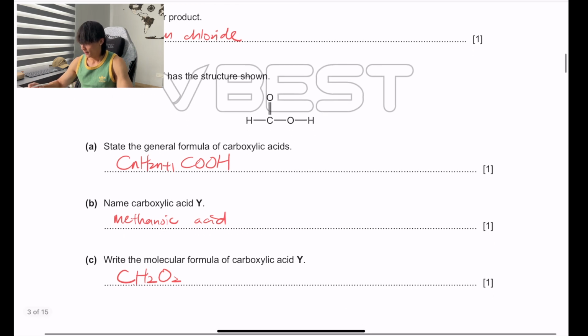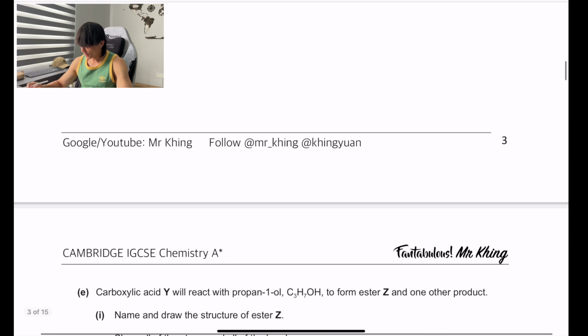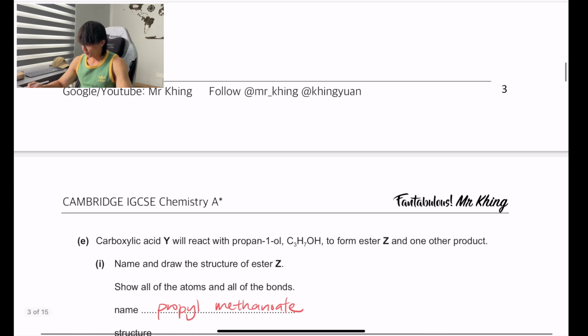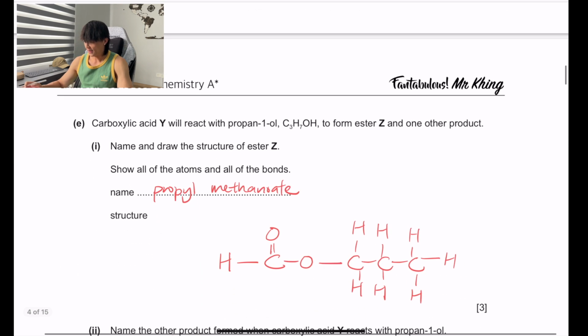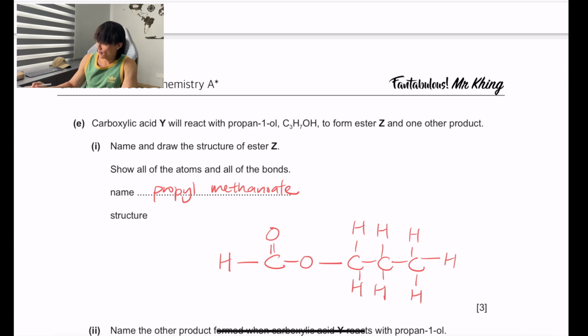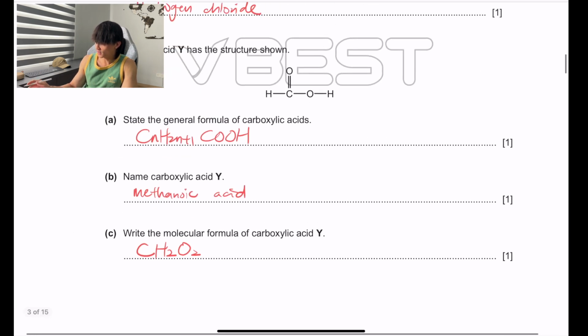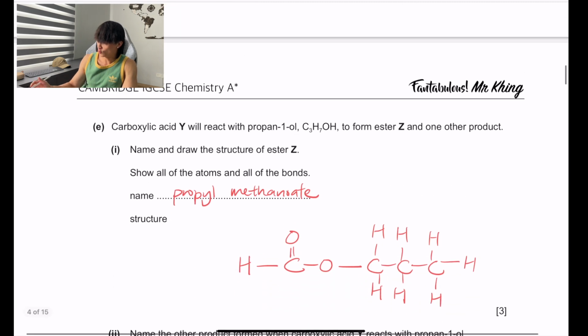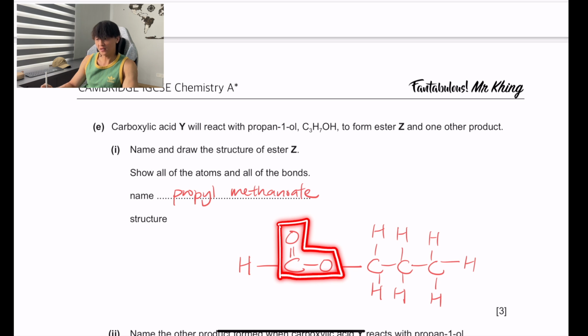Okay, then next page. You are asked to draw ester. So you see carboxylic acid Y, methanoic acid. It reacts with propanol. So propyl methanoate. Always start with COO first. Remember, as mentioned just now, hydrocarbon that are attached to the O in COO, they all belong to the alcohol part.